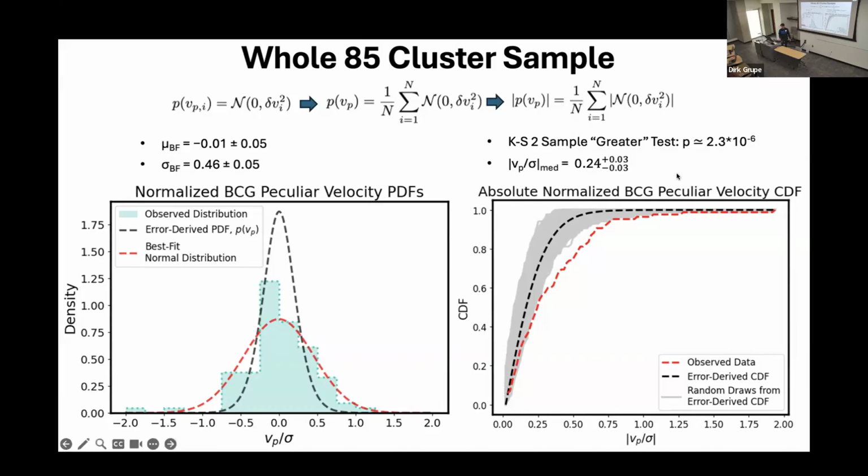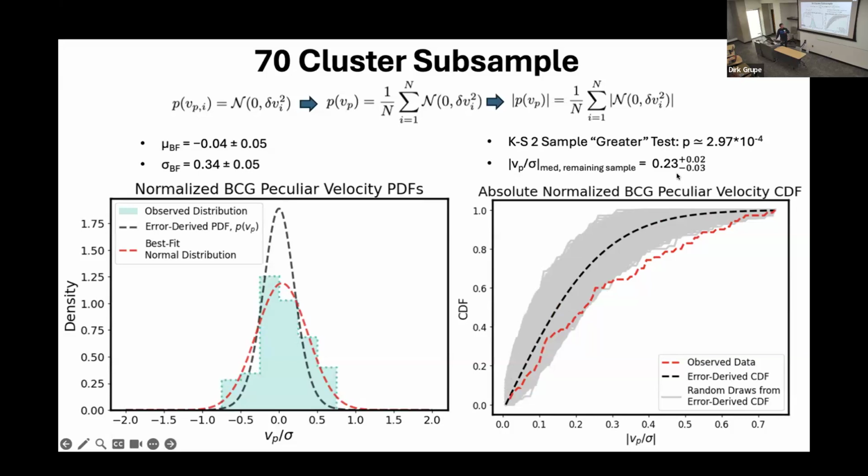And we apply it again to the subsample, removing the most disturbed objects. And what we get is that, obviously, the values decrease mildly. The average goes down to 0.23, and the p-value increases to 2.97 times 10 to the negative 4. But this is still a statistically significant measurement, and I think you can see that from the visualization in the CDF.